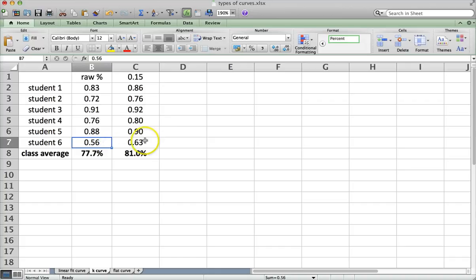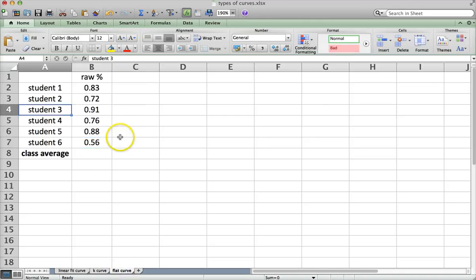The 56 goes up to a 63, but the 90 is only going up to a 90, the 91 is only going up to a 92. So it's the same theory. The worse you did, the more bump you get, right? The last choice, the last option is just a flat curve.